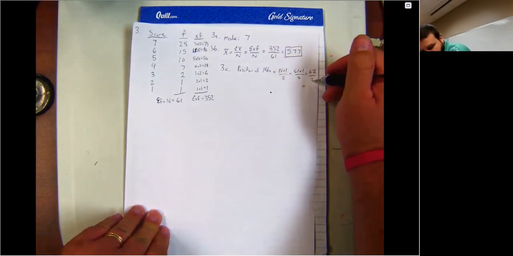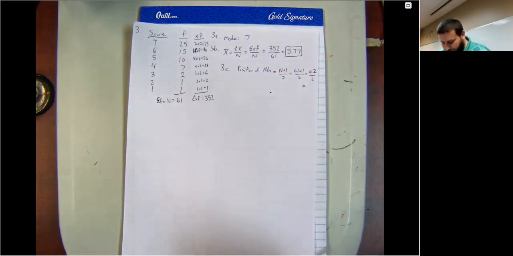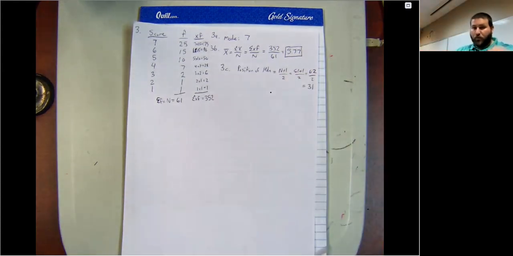62 divided by 2. So the position of the median, where it says to look for it, is the 31st number. If we put all the numbers out in chronological order and count to the middle, it would be the 31st value that is the median. And it's an odd data set, so it would be the 31st value.